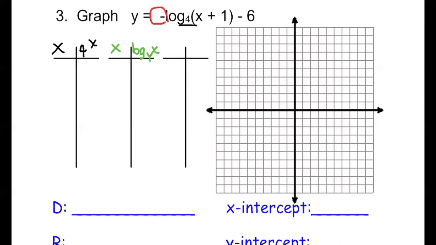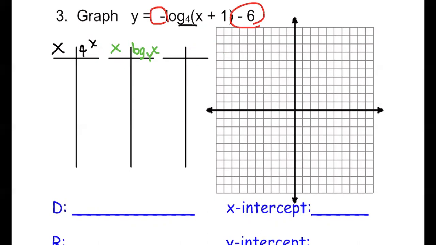And then if I talk about my final graph, what are my transformations here? Well, there's a negative on the outside. That goes with my y values. There's a -6 on the outside. That also goes with my y values. So all my y values, I'm supposed to make them negative, and then I'm supposed to subtract 6.